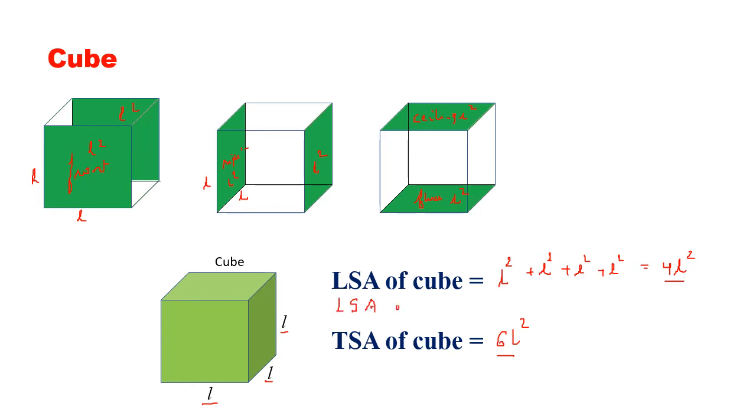LSA of cuboid was how much? Do you remember? 2h bracket L plus B. And for the cube it is 4L square. TSA of a cube is 6L square, and TSA of a cuboid was how much? Can you recall? 4 formulas. 2 into bracket LB plus BH plus LH. So we are now going to do the sums based on these 4 formulas.